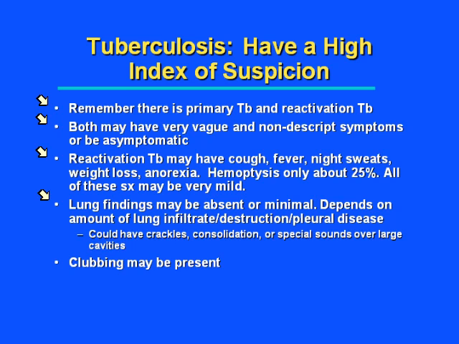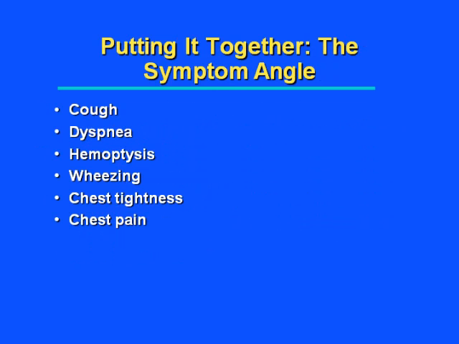The lung findings may be absent or minimal. So the chest X-ray I showed was a very advanced patient where you would have crackles and sometimes some signs of consolidation, but with much milder disease, you might not hear anything. And the chest X-ray would be important because you would likely see some subtle abnormalities in the apex or upper lobes on chest X-ray, and the patient may have clubbing.